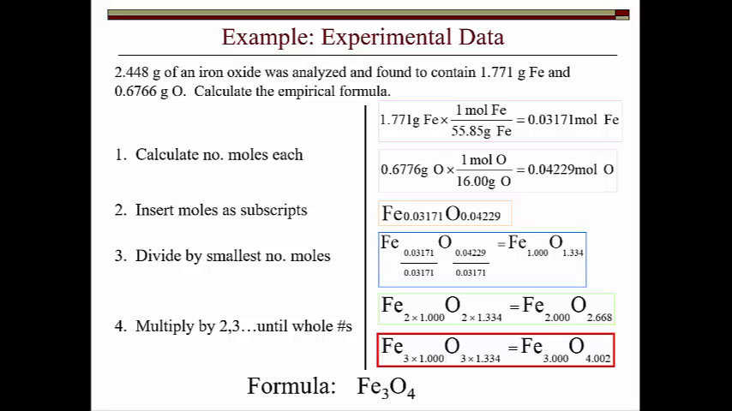Maybe you might have to multiply by 4. You might have to multiply by 5. Very, very rarely will you have to go beyond 3 or 4, but it's possible. Okay, so remember, multiply one at a time until you get a small whole number ratio for your final empirical formula. Now you know what's up next.